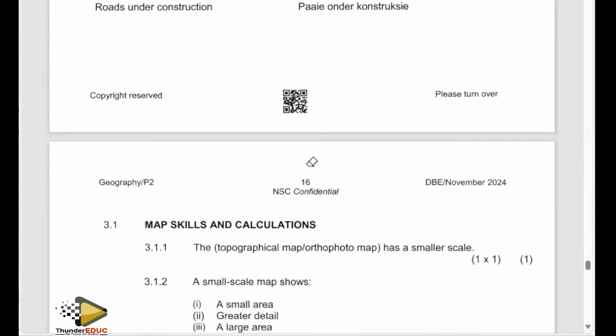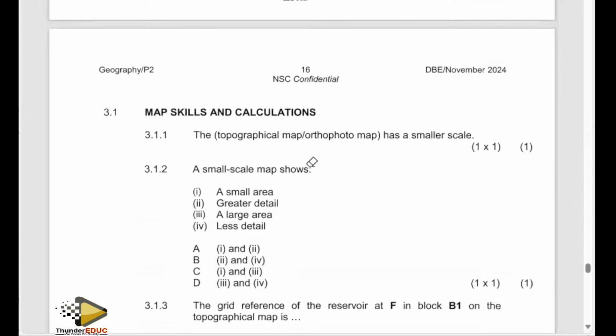Right. Then we go to question 3.1.1. The topographical map or orthophoto map has a smaller scale. Which one has got a smaller scale? We are comparing the two scales. We know our scale for the topographic is 1:50,000, and for the orthophoto is 1:10,000. So the question is saying which one is small, 1:50,000 or 1:10,000. When we are comparing these two scales, this is a small scale and this is a large scale. So this is for the orthophoto and this is for the topographic.